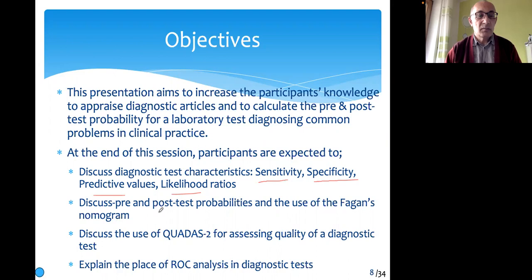Then discuss the pre and post-test probabilities and what is the purpose of Fagan's nomogram. Another objective is the QUADAS instrument, QUADAS tool to appraise the quality or bias of diagnostic test accuracy studies. And lastly, I will mention the ROC analysis and what is the purpose of ROC analysis and briefly how it is interpreted.